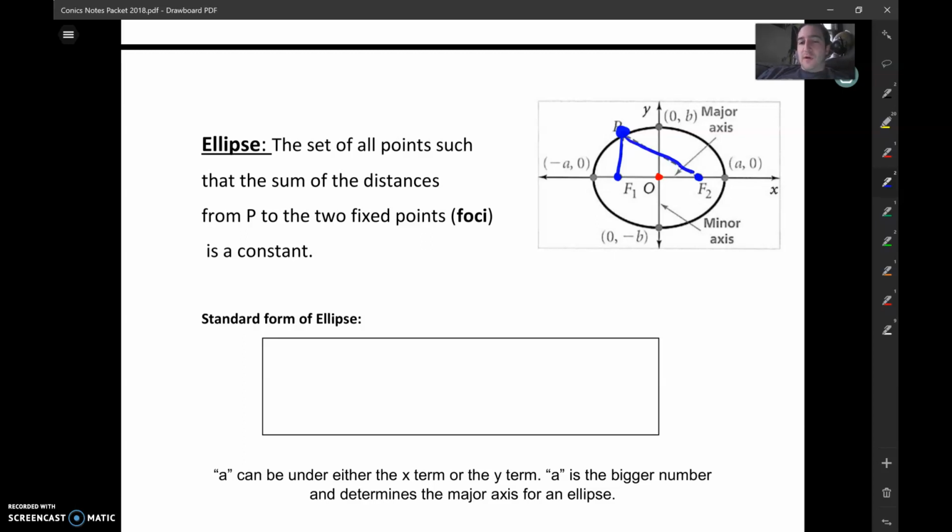So if the sum is 12, then this point might be 3 and that might be 9. It's a total of 12. If we were to pick this point right here, it'd be 6 and 6, a total of 12. If we picked this point over here, it might be 1 and 11. But no matter what, the sum is always the same.